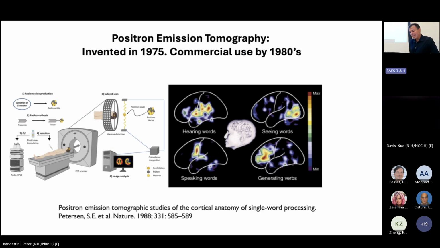So okay, now comes along positron emission tomography. That was invented in 1975 and had commercial use in the 1980s. You should notice also that I'm not really going into the details of the techniques. I'm just giving an overview of the methods as they came along for the most part.